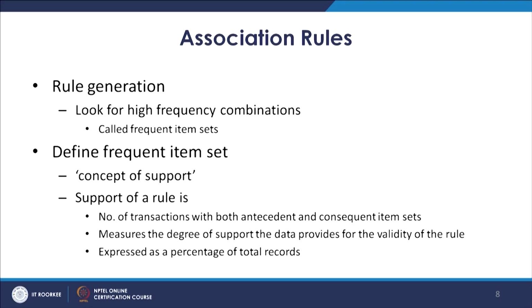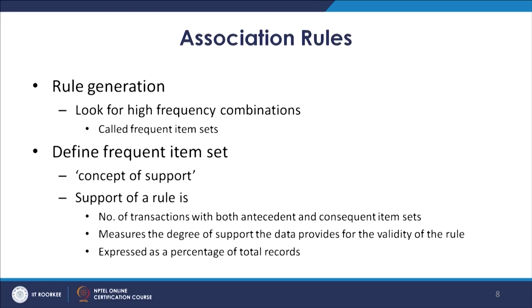Another way to measure the support of a rule is the degree of support that the data provides for the validity of the rule. So, the support of a rule also measures the degree of support the data provides for the validity of the rule. Let us say in our mobile phone cover example there are 10 transactions, and out of those 10 transactions, 4 are such where both the antecedent and consequent item sets are present. Then the support of that particular rule is going to be determined by that number.